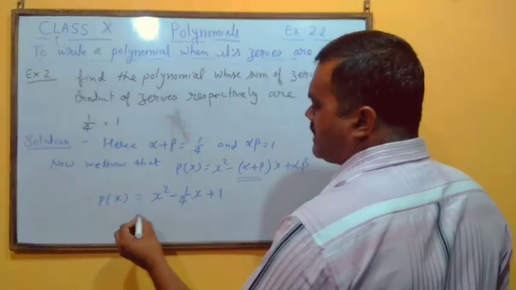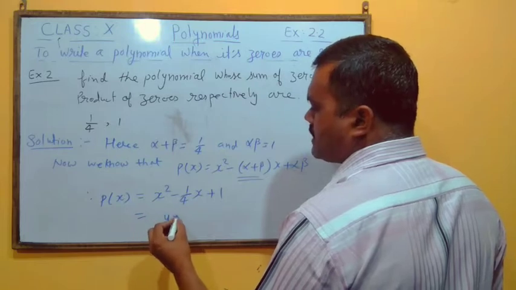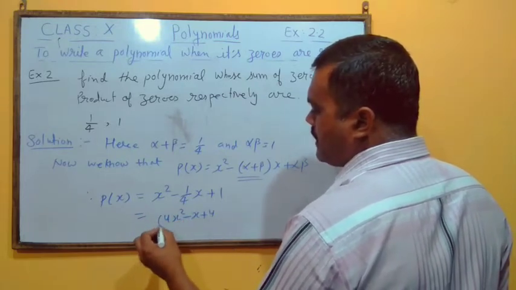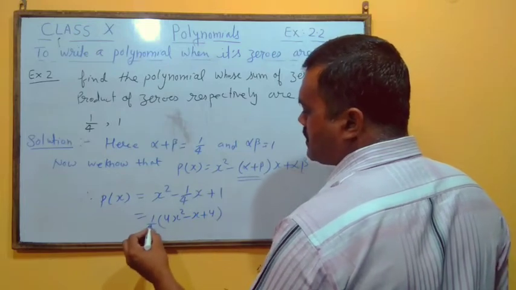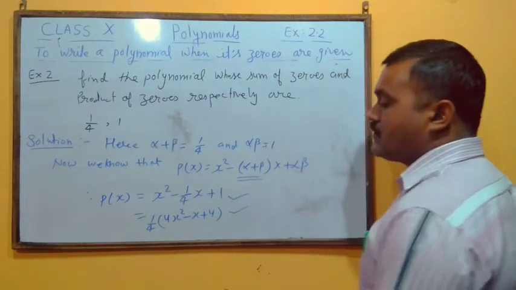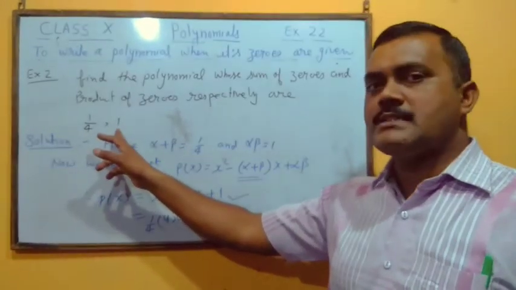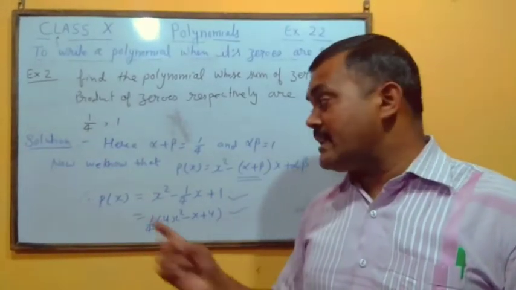If you want, you can take LCM also. So 4x square minus x plus 4, and you can take 1 upon 4 outside. Both are correct answers. So these are the required quadratic polynomials whose sum of zeros was the first number and product of zeros was the second. So this second question in your book will be done like this.